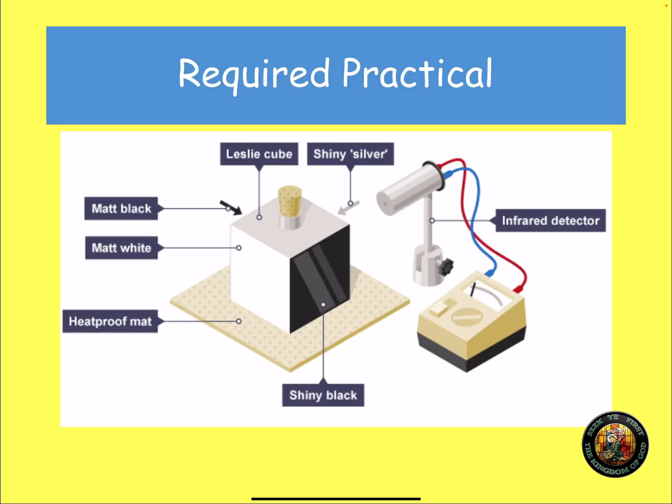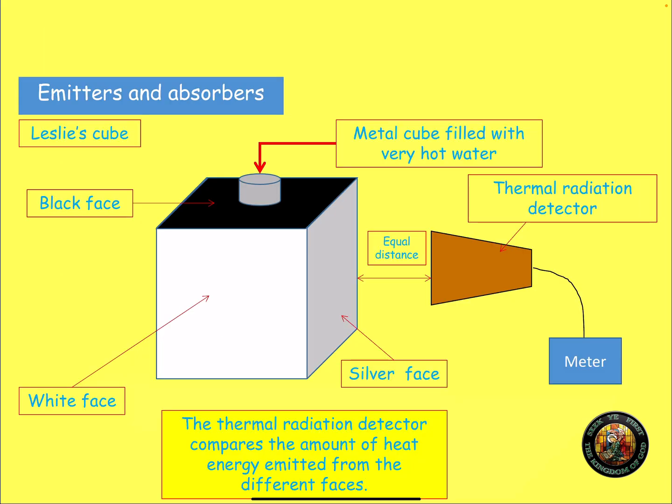And then there will be a couple of required practicals we have to do here. The first one is where we have a Leslie cube and we fill this up with boiling water. Each surface, you can see, is painted different colours. You have a black phase, a white phase, a silver phase. And you have a thermal radiation detector that measures the amount of heat energy being emitted from different phases. What do you think? Which phase do you think will emit the most?